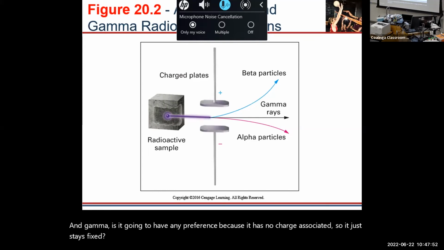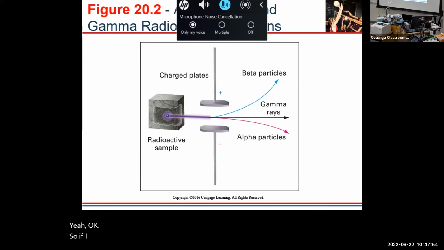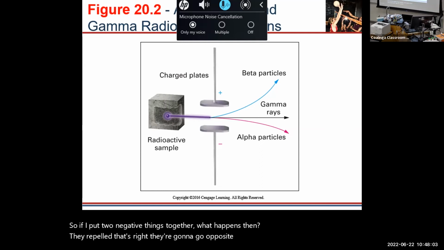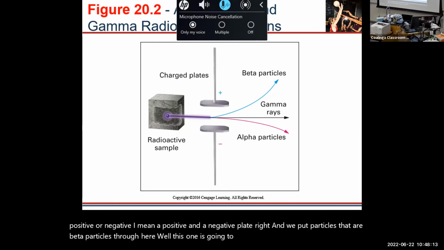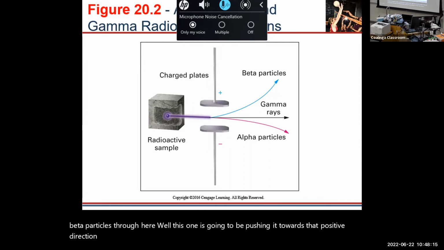Okay. So if I put two negative things together, what happens? They go opposite. Repel, right? They repel. That's right. They're going to go opposite. So we kind of think about it. We have a positive, a negative, a positive and a negative plate, right? And we put particles that are beta particles through here. Well, this one is going to be pushing it towards that positive direction, right? As well, because it's pushing. So we're going to get two effects.